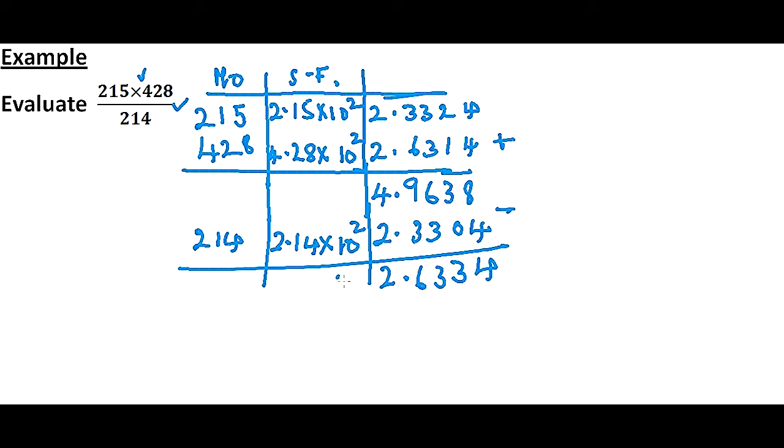Now 2 represents 10 to power 2, and then we get the anti-logarithm of 0.6334, which we get is 4.299. So when you multiply this, you get 429. So this is equal to 429 as the answer for that problem.